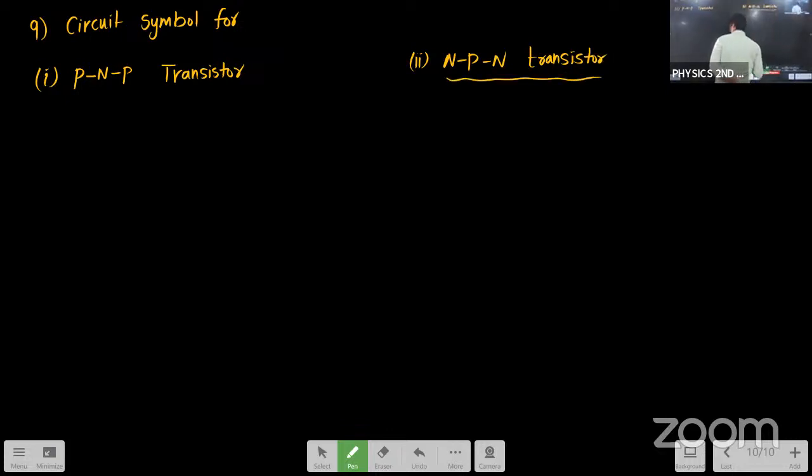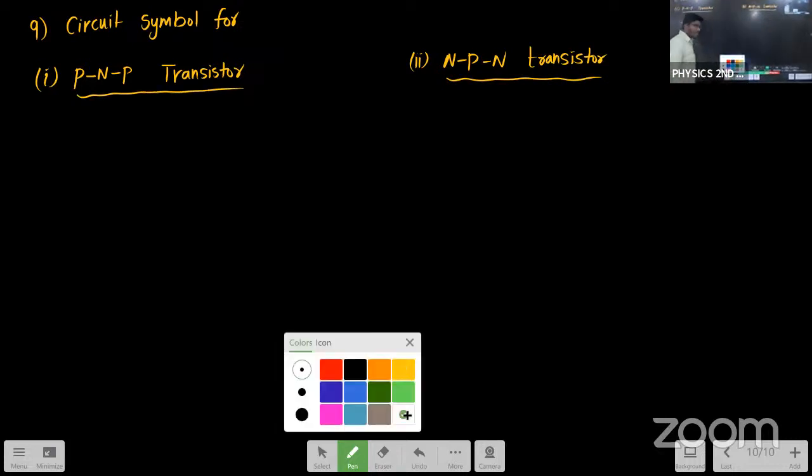Transistor represents transfer of resistance. So a transistor is a how many terminal device? It is a 3-terminal device. What are the 3 terminals? Emitter, base, and collector. How many types of transistors are we discussing? We are discussing 2 types of transistors: NPN and PNP. So we are supposed to draw the circuit symbol for PNP and NPN transistor. So remember this circuit diagram.